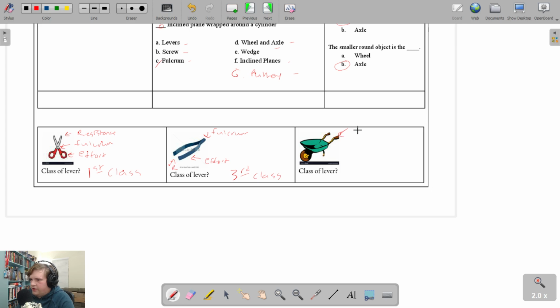And here we have our effort. Here, the wheel, we have our fulcrum. And down here is our resistance. So this is a second class lever.